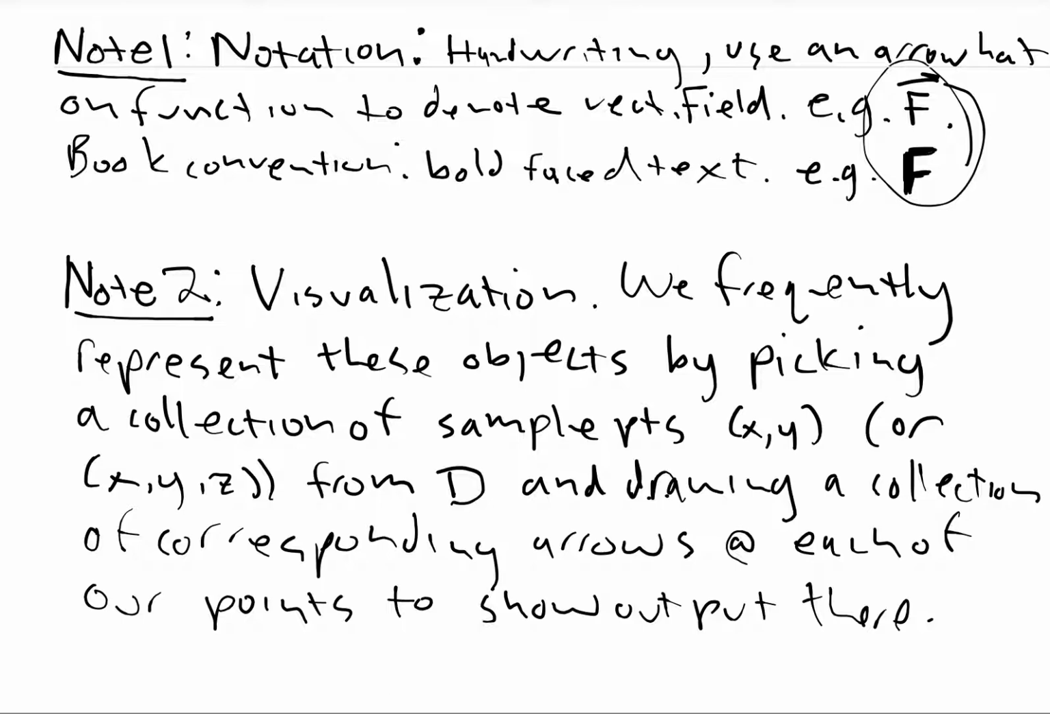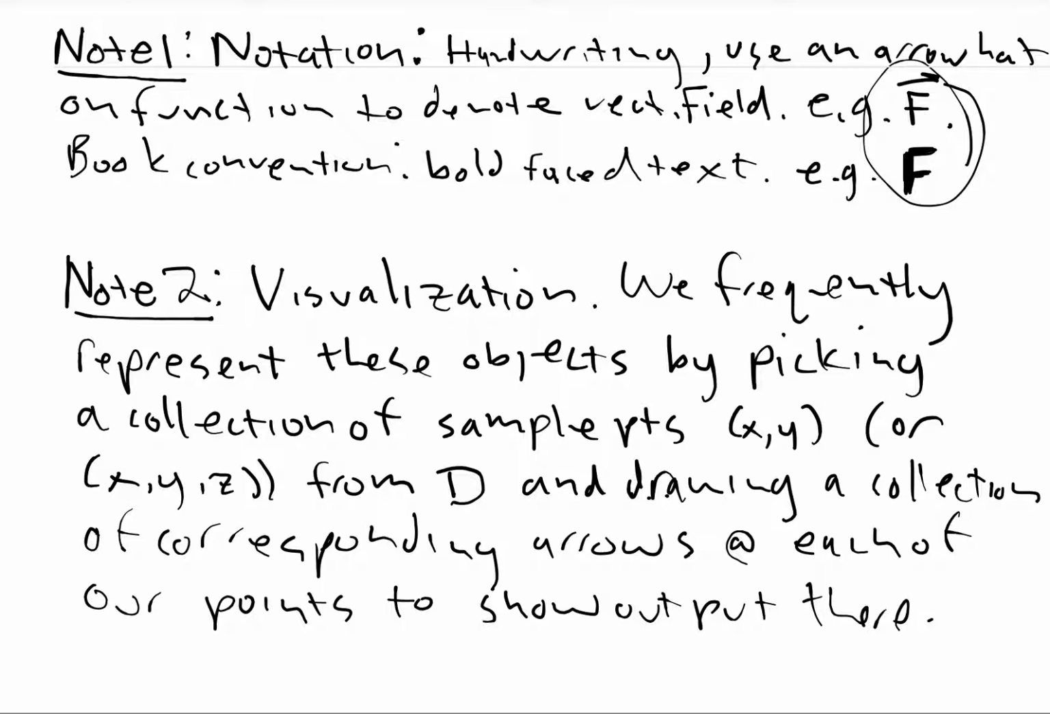So, for example, if the point 1, 2 is in your domain, well, what happens when you take 1, 2 and you plug it into your function? You get a vector. To draw this at the point 1, 2, emanating from that point 1, 2, draw whatever vector it was that your function spat out.